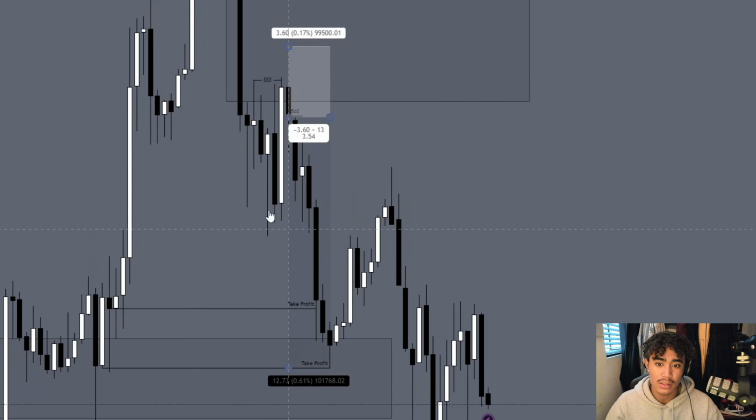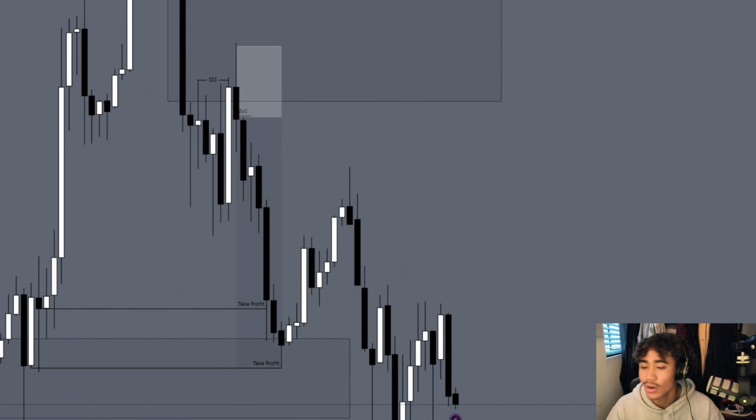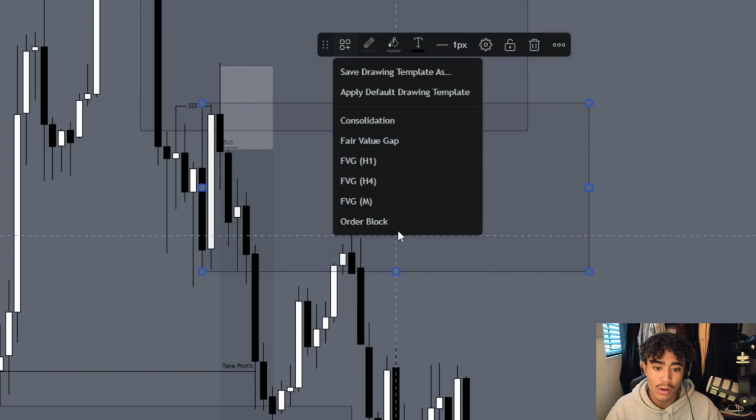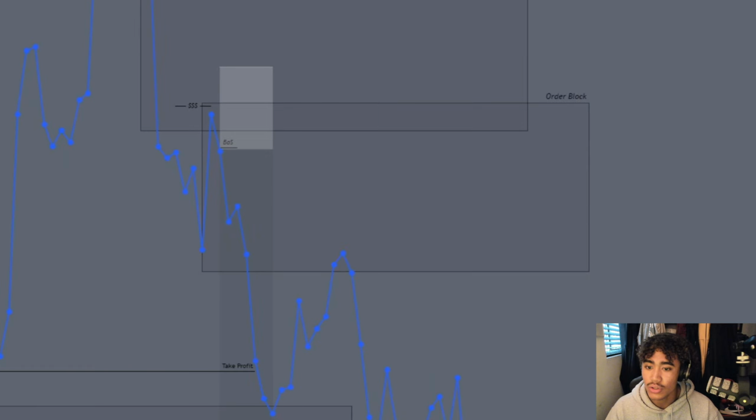Here you can see we push back to the upside before continuing back to the downside, retracing into this order block. You got it. Why is it an order block? Because here on the line chart, price came up, took out this high, both of these highs, continuing to the downside.